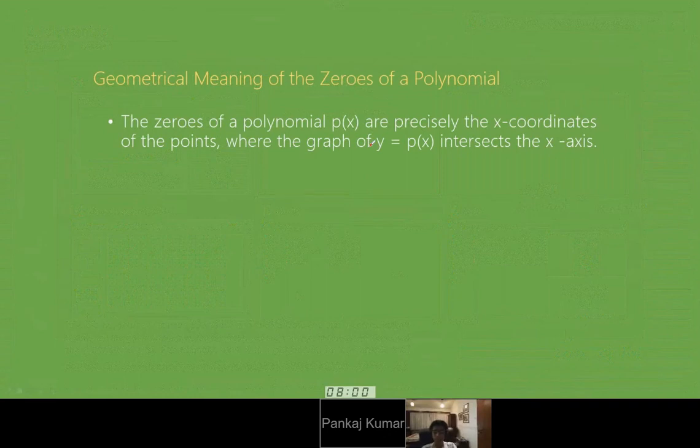Geometrical meaning of zero of a polynomial. It is very easy. For every polynomial we can have some graph, isn't it? x plus 2 is a line, x square is a curve, x cube is some other curve, x square plus 2 is another curve. We can draw the graphs for each of them. Wherever the graph intersects the x-axis, that is basically the zero of a polynomial.